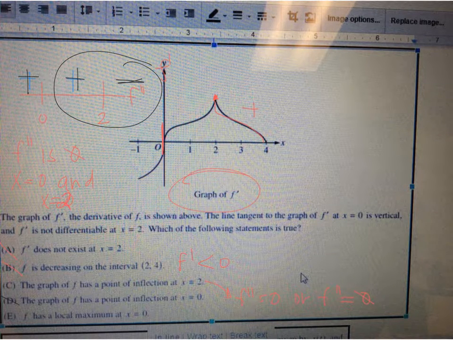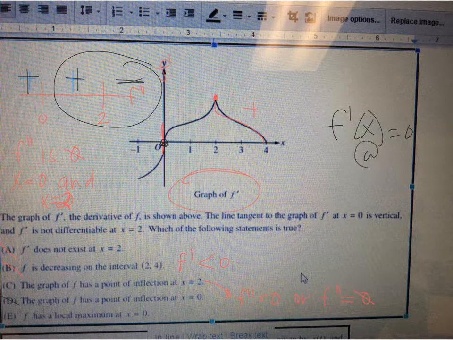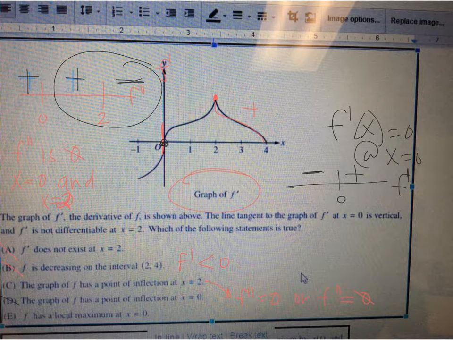F has a local maximum at x equals 0. At x equals 0, we do have f prime of x equals 0. And if you take a look at the signs of f prime, we have a negative and positive. So it does not have a local max. It actually has a local min at x equals 0 because we're going from decreasing to increasing if we're looking at the signs of f prime, which are negative and positive on both sides of 0. So the answer is C.